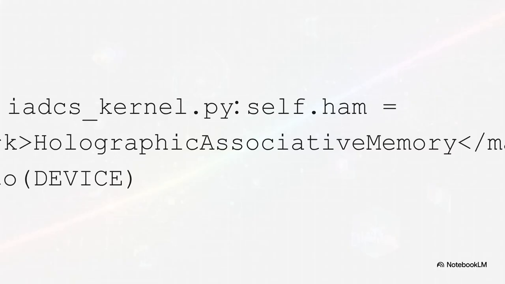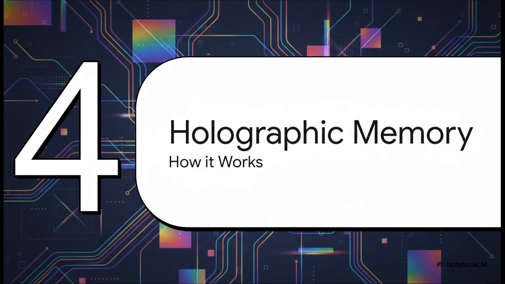And boom, here's the answer right in the code. When the main kernel starts up, one of the very first things it does is initialize something with this amazing name, holographic associative memory. This is the component we're here to understand. This is where the magic happens. So the big question is, how does this thing actually work?